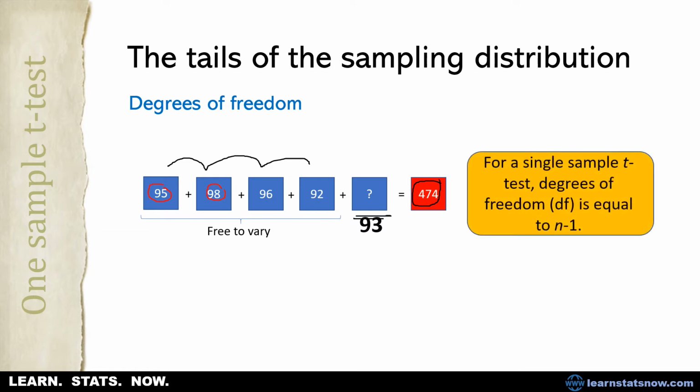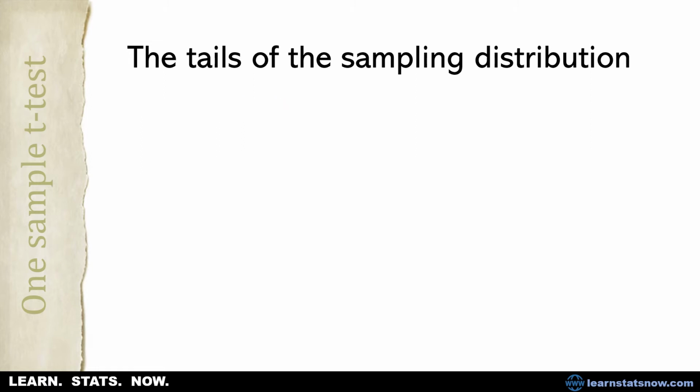Okay, so in a single sample t-test or one sample t-test, the degrees of freedom, which we call DF, is equal to n minus 1. Now, this is going to come into play as we start finding the critical value for t.